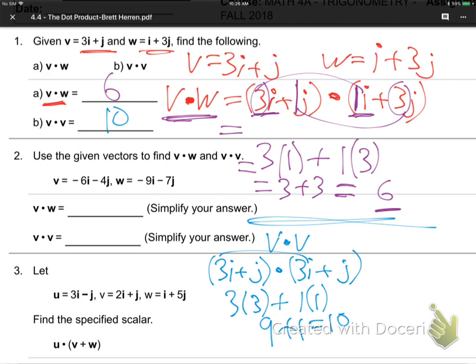Good? It's really pretty easy. It's a little weird. Like, why are we doing that? Well, we'll see the applications in a bit. Well, not till next week. But good? That's you. So you want to try number 2 there? Try number 2. They want you to dot v with w.